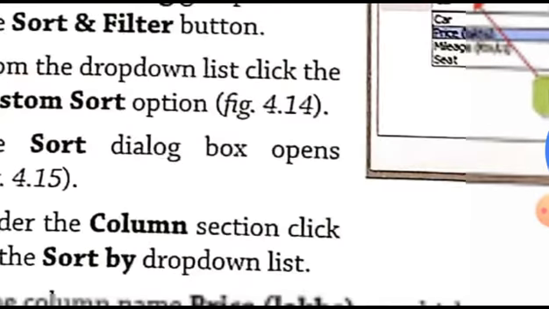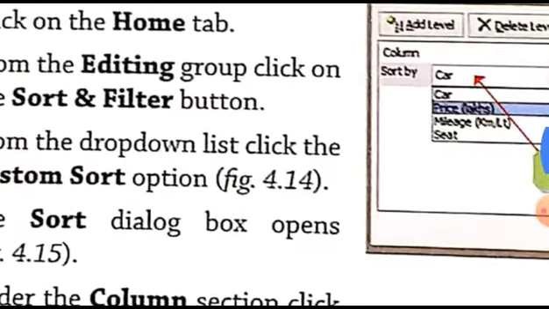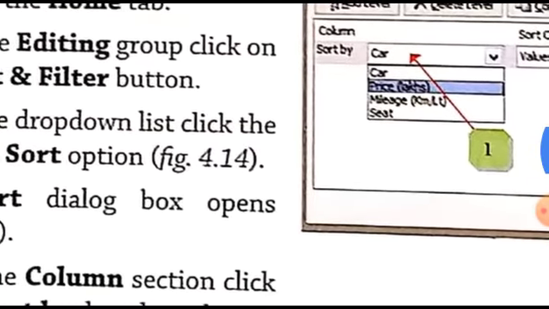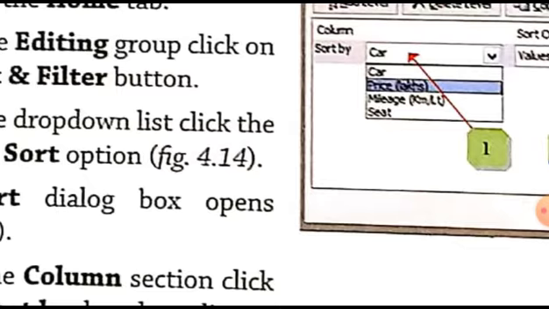Under the column section, what is there? The sort by drop down list is there. Sort by drop down list means what? In the sort by drop down list, you are provided with the names of the different columns. Whatever value you choose here, the sorting will be done on the basis of that column only.